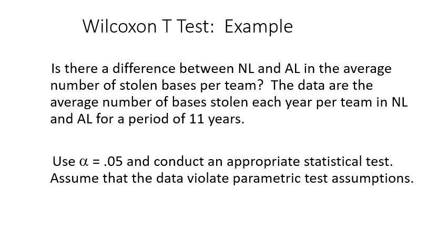So let's look at an example of that. The example is: is there a difference between National League and American League in the average number of bases stolen per team? The data that's going to be given on the next slide are the average number of bases stolen for each team per year over a period of 11 years. For the National League and American League, we're going to use alpha of 0.05, conduct an appropriate statistical test, and we're assuming that we've violated the parametric test assumptions.